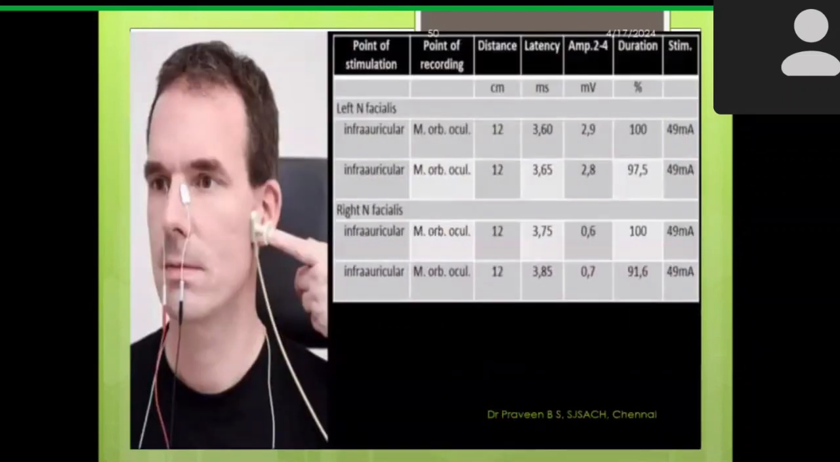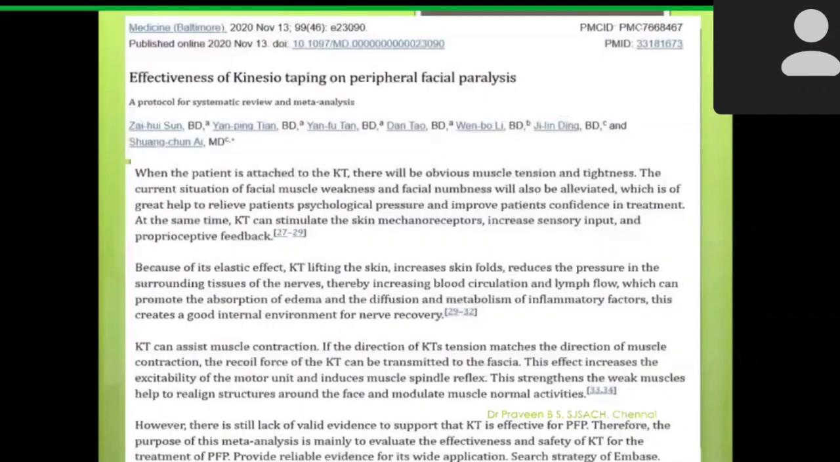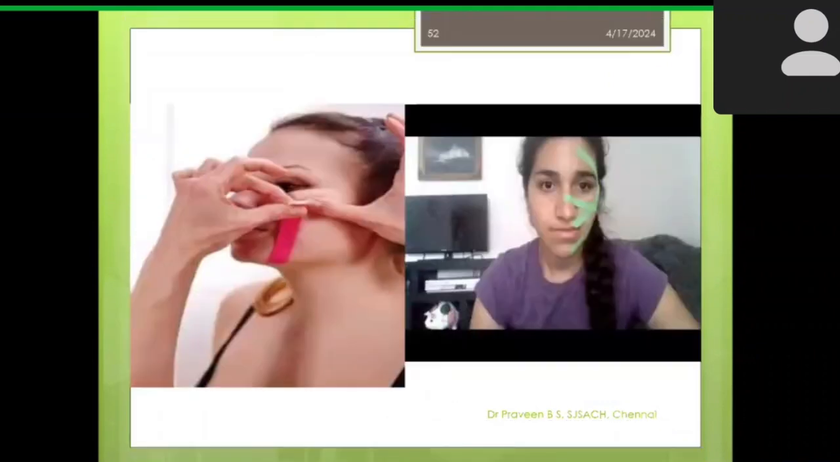The researches also show that muscle stimulation is helpful and effective. This is one of the things I said I practice. The effectiveness of kinesio taping on peripheral facial paralysis. It is a mild kind of facial paralysis, and this is going to be very, very beneficial. The taping helps support the muscle, and ultimately it will help in recovery.